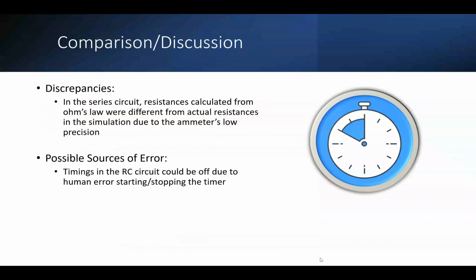So there were some discrepancies. In the series circuit, the resistances calculated from Ohm's law were slightly different from the actual resistances in simulation, and this is likely due to the ammeter's low precision. And a possible source of error, like the timings in the RC circuit, could be off due to human error just starting and stopping the separate timer.